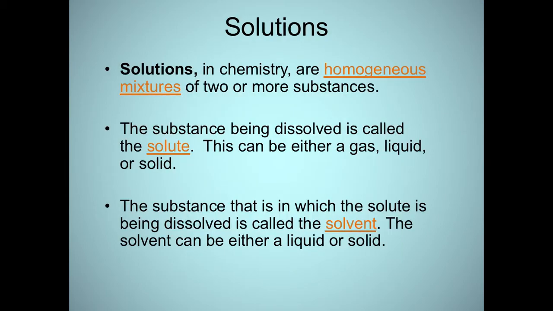So, the first thing I want to talk about is what a solution is. In chemistry, a solution is a homogeneous mixture of two or more substances. Homogeneous mixture is something we've learned about before, where we have a mixture of two things. Now, one of the substances is going to be dissolved, and this is called the solute. The solute can either be a gas, a liquid, or a solid. So all of those substances can be dissolved.